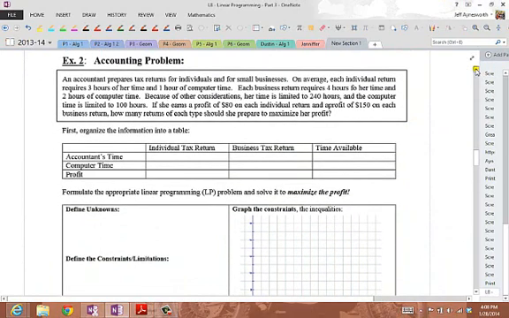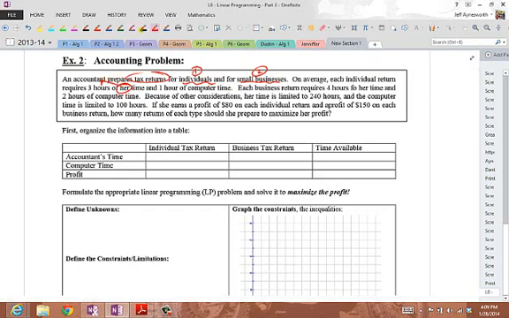Let's read the problem and dissect it into pieces, fill in the table, and go through the linear programming steps. In this accounting problem, an accountant prepares tax returns for individuals and small businesses. So we have type number 1 here, type number 2 here. I can already tell there are 2 types of tax returns: one's for individuals and one's for small businesses. On average, each individual return requires 3 hours of her time.